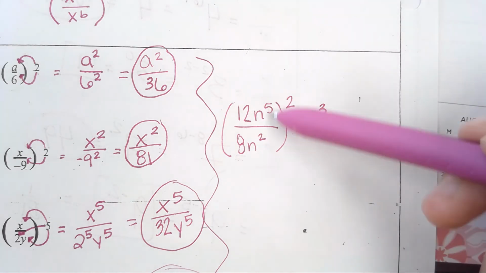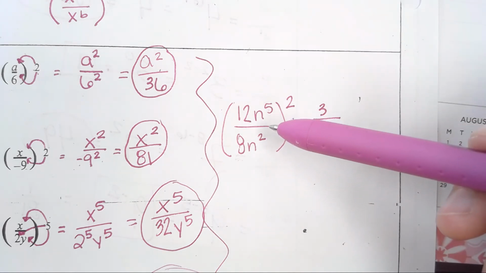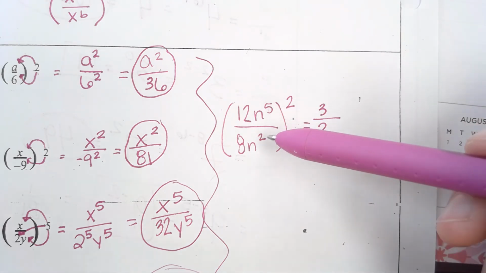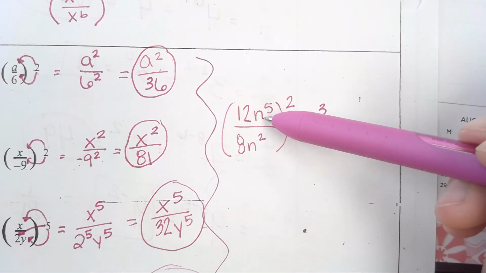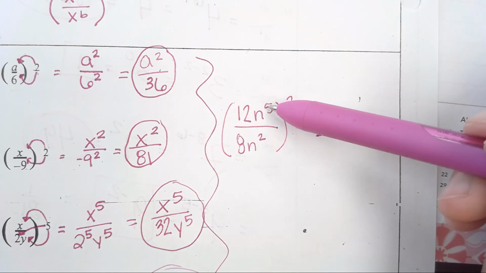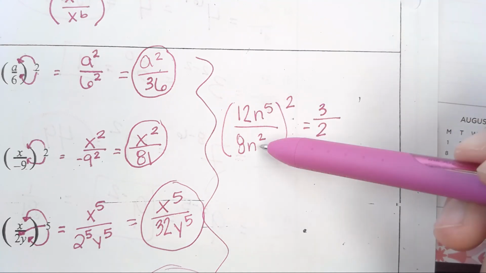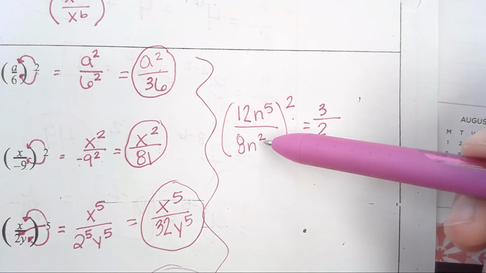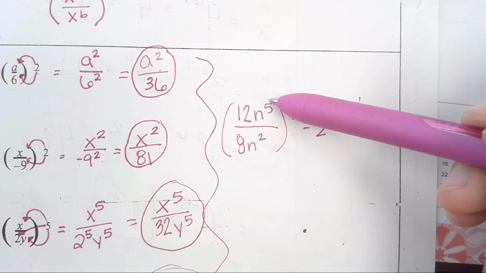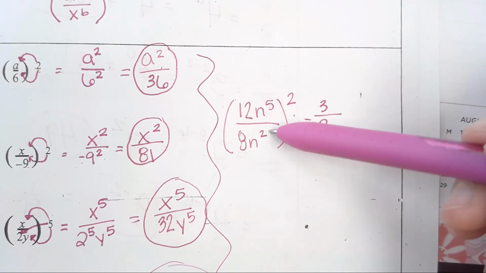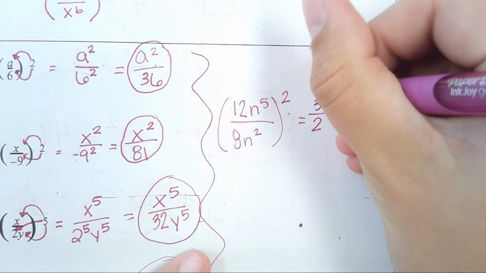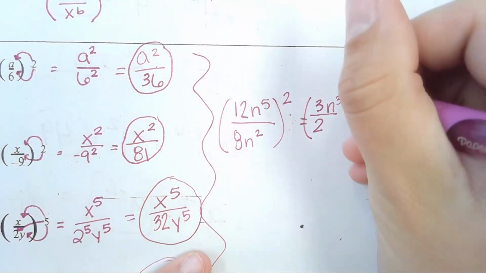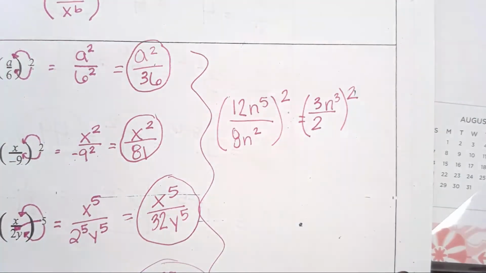Then I still have some n's that I can simplify. So I have n to the fifth over n to the second. So again, what you guys are going to do is keep your base of n and then subtract your exponents. So if you were to take 5 minus 2, that gives you 3. And notice how there were more n's up top compared to bottom. So your n to the third is also going to go up top. And then all of this is still to the power of 2.